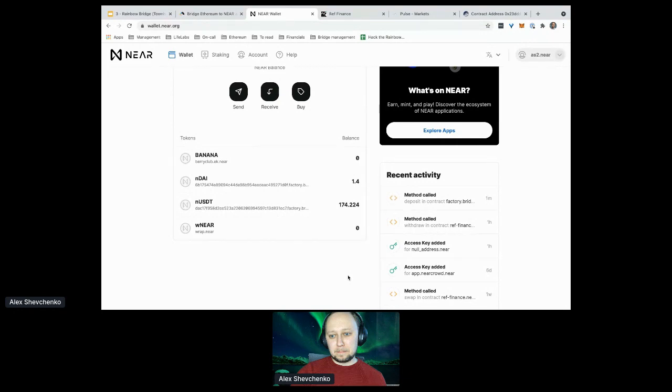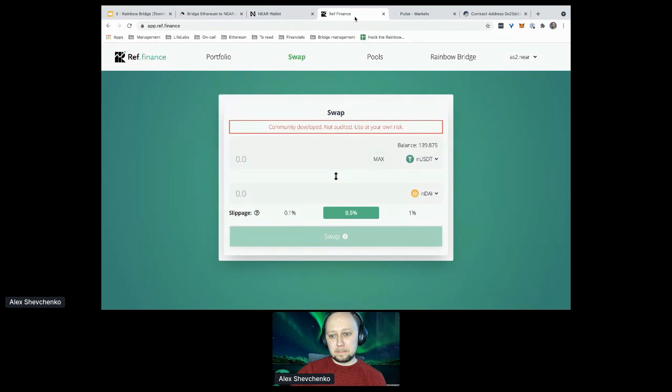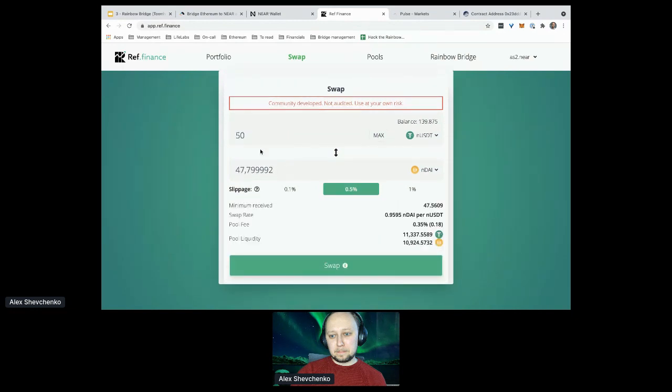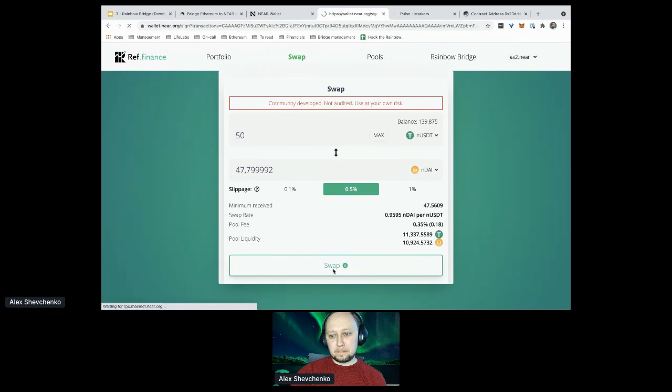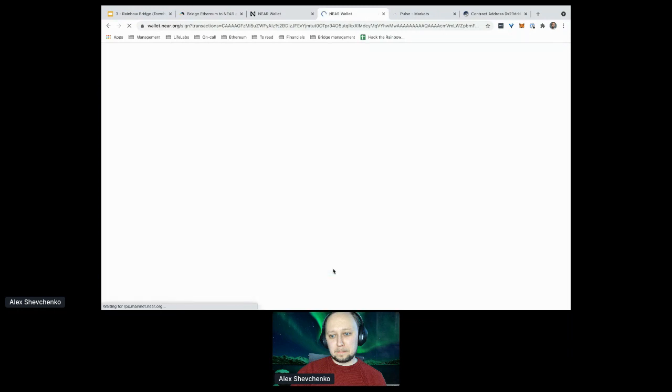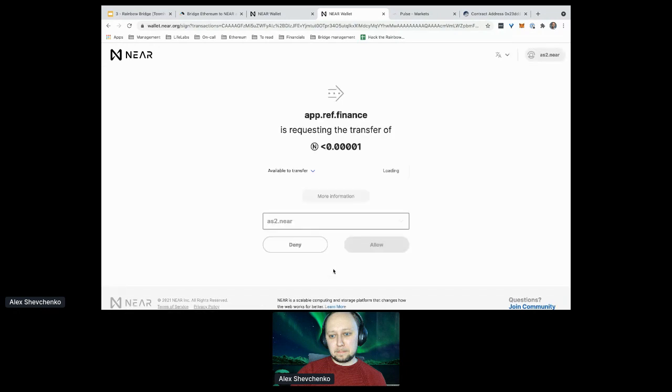That's super cool. And now what I can do with these tokens? Well, I can go to Refinance, for example, which is the AMM solution. I already have put on Refinance a little bit of USDT, and for example, I can swap it into DAI. Well, the bridge DAI. So for example, if I try to exchange 50 USDT, it gives me 47.8 DAI for 50 USDT, which is not that bad a deal, but not that good either. But just for the sake of showing you how this works, I'm just going to do the swap.